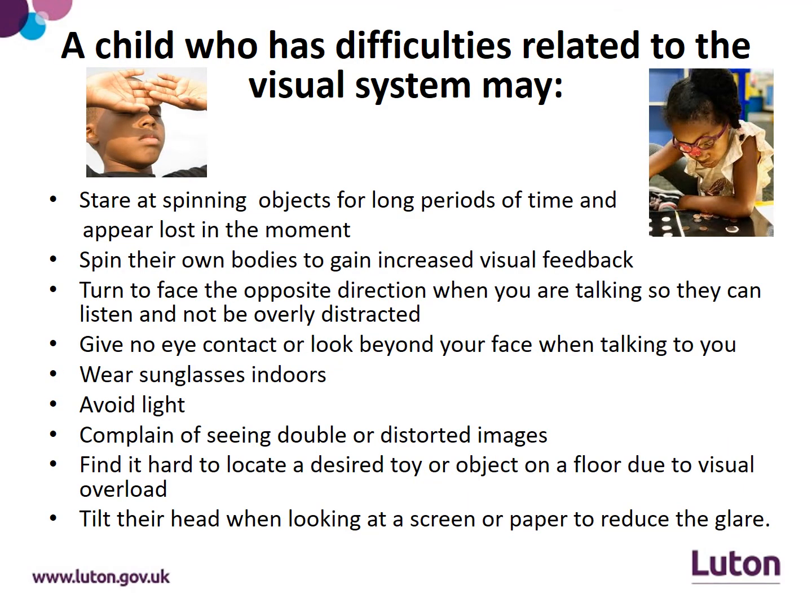Children with difficulties in the area of vision may stare at spinning objects for long periods of time and appear lost in the moment. They might spin their own bodies to gain increased visual feedback. They might turn to face in the opposite direction when you're talking to them so they can listen and not be overly distracted. They might give no eye contact or look beyond your face when talking to you. They might avoid light, or they might tilt their head when looking at a screen or paper to reduce the glare.